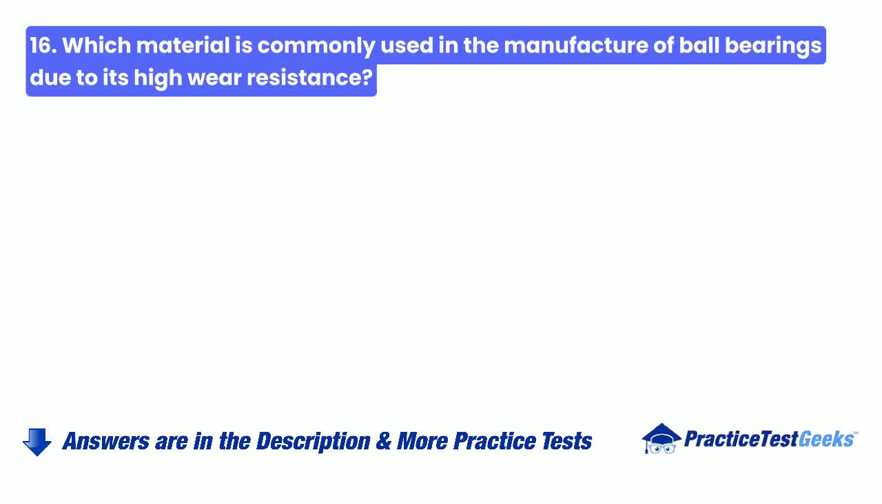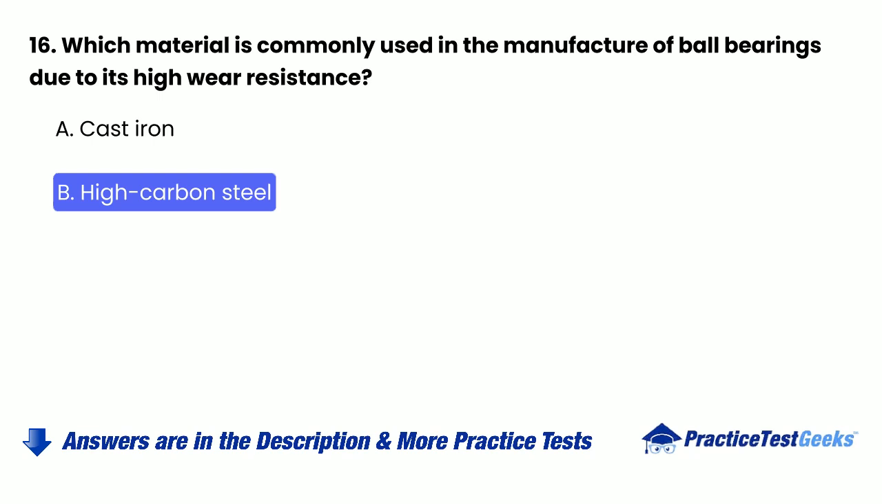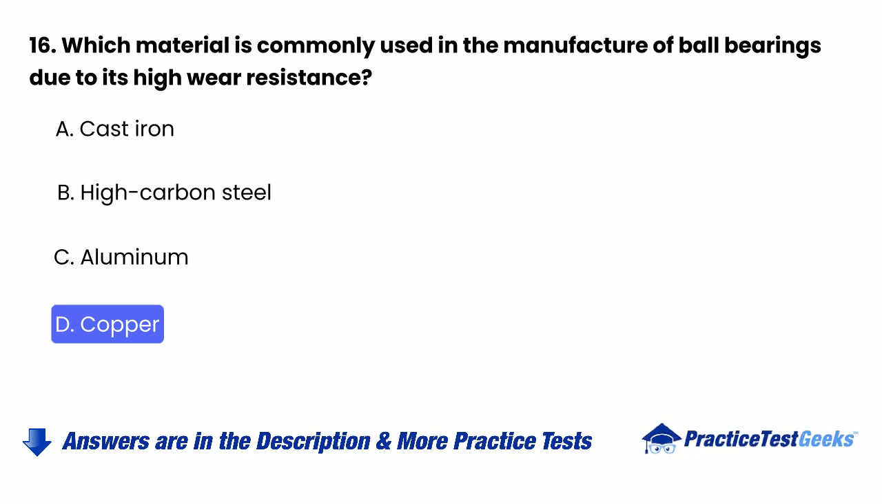(16) Which material is commonly used in the manufacture of ball bearings due to its high wear resistance? A. Cast iron. B. High carbon steel. C. Aluminum. D. Copper.